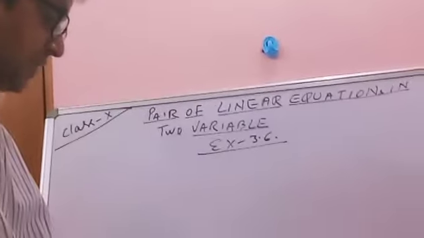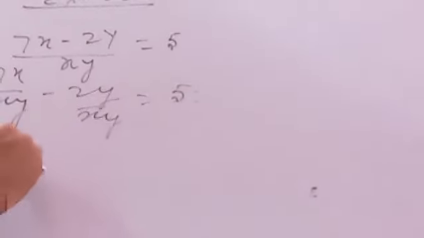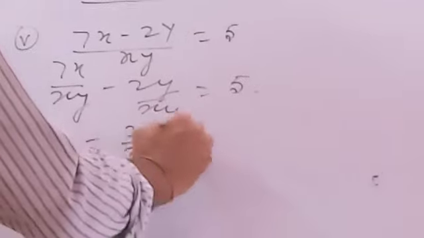Fourth, you will assume here 1 by x minus 1 is equal to p. For fifth, just see, I am giving you some beginnings, how to begin the questions. 7x minus 2y upon xy is equal to 5. So what to do for this? 7x upon xy minus 2y upon xy is equal to 5. That could be done. So it gives you 7 by y minus 2 by x is equal to 5.